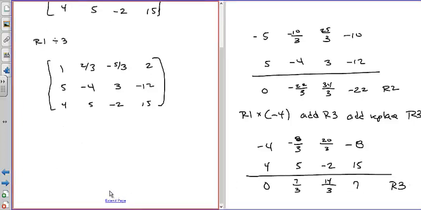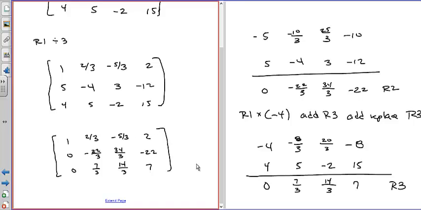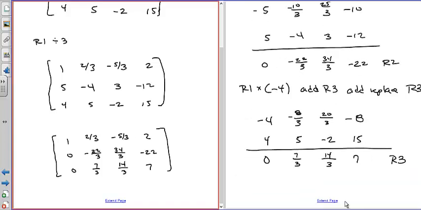So let's go ahead and just replace this. This is the two operations that I ended up with. The first row stays the same. So we get 0, negative 22 thirds, positive 34 thirds, negative 22. Third row we get 0, 7 thirds, 14 thirds, 7. Okay, so that's my new matrix.